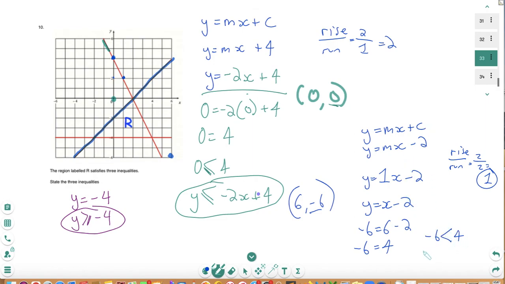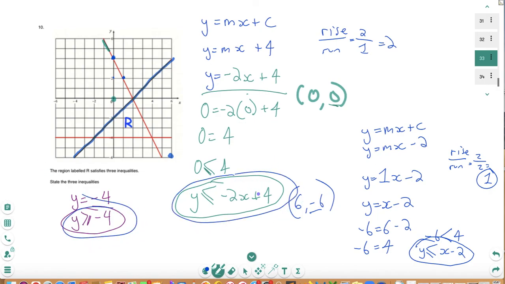So we're going to write our equation out again. So y, x minus 2, and it's going to face towards x minus 2. And since our line is a solid line, isn't it? So it has to be an equals to sign. And that is our first answer. So there's 1, 2, 3. Just a bit of quick maths on this topic.